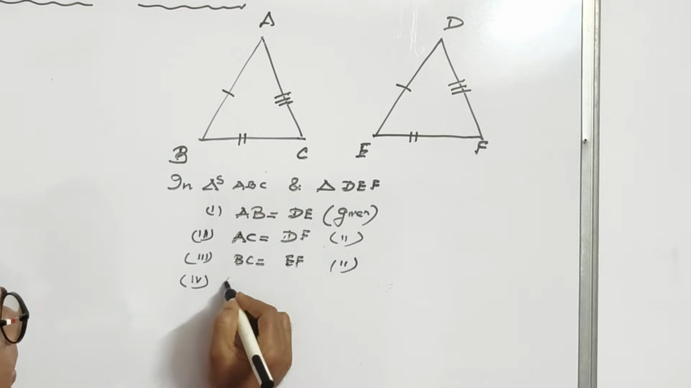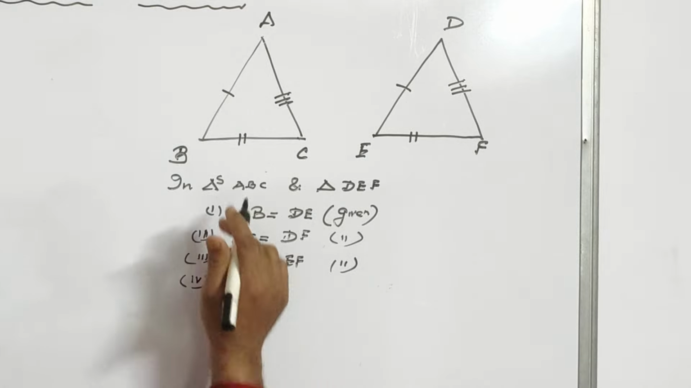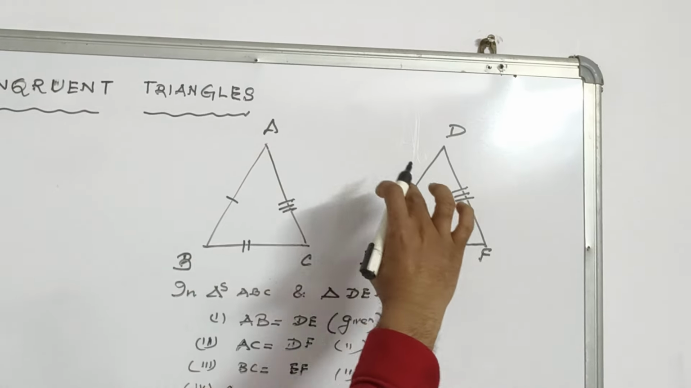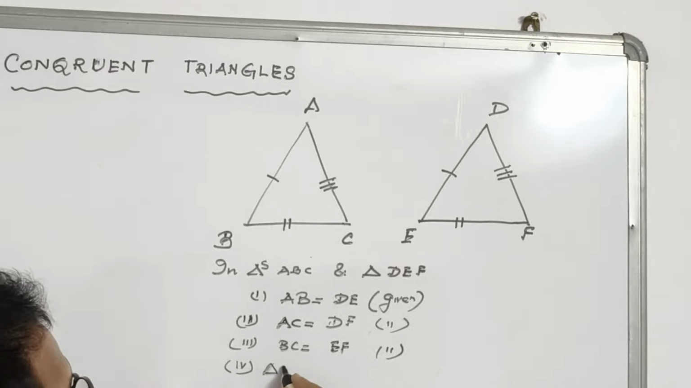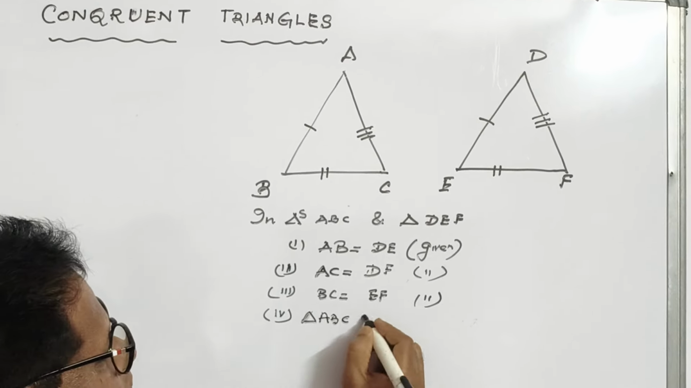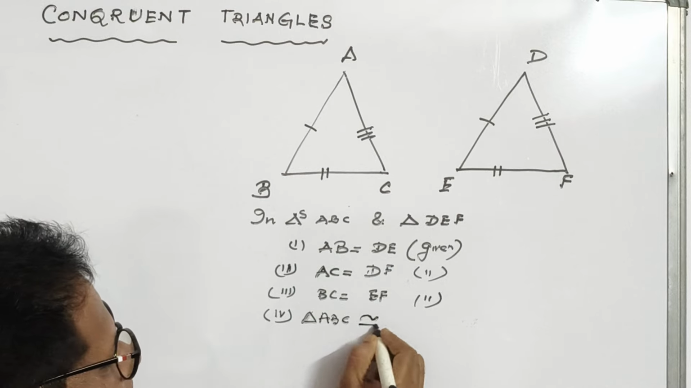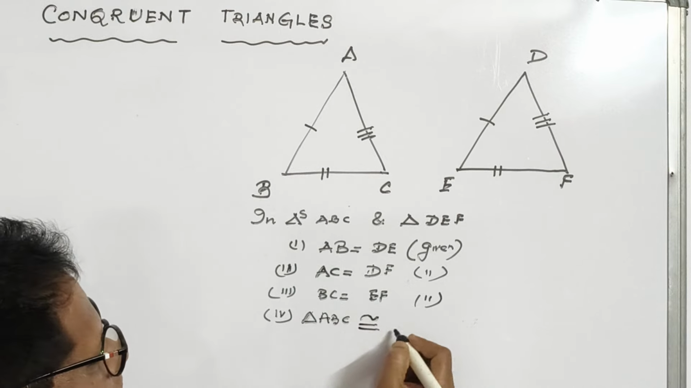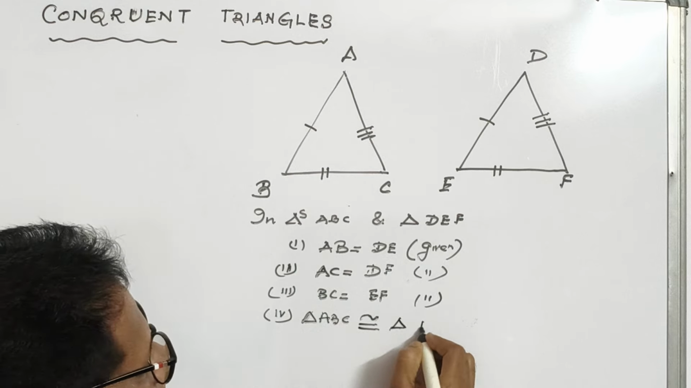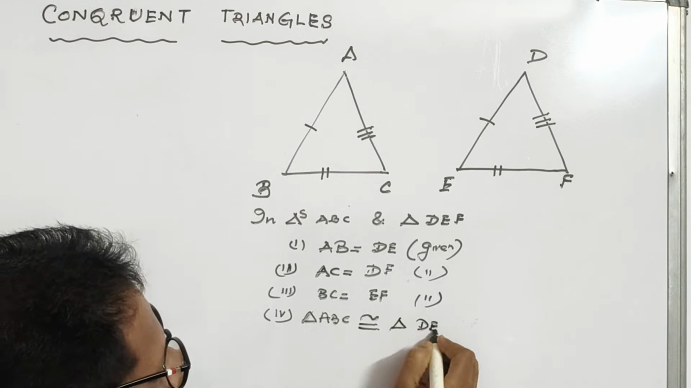That means at least three sides are there for this triangle. So the three sides of one triangle are equal to three sides of another triangle. So we can say triangle ABC is congruent, this is the symbol for congruency, to triangle DEF.